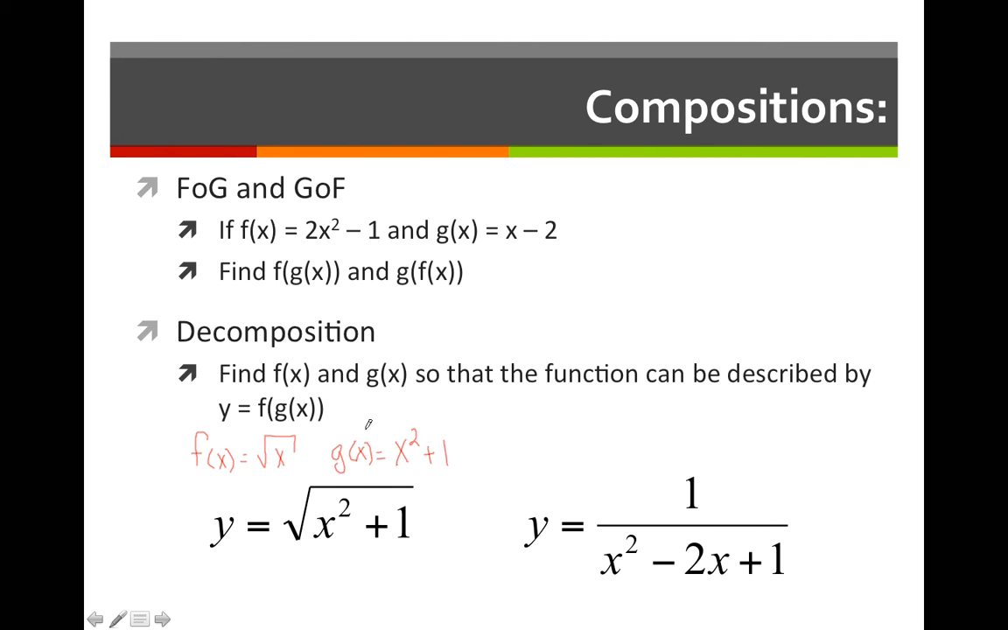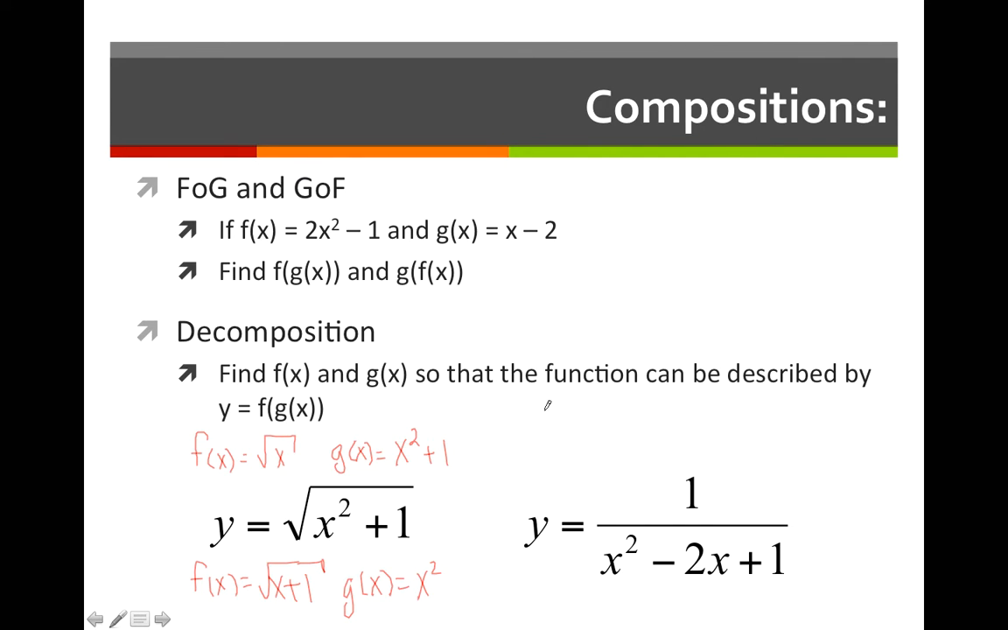Now there are more. We could have said f of x is equal to the square root of x plus 1, and g of x is equal to x squared. Those get the same exact thing. So notice we could change the things as much as we want. But normally, I'm going to write it as this.